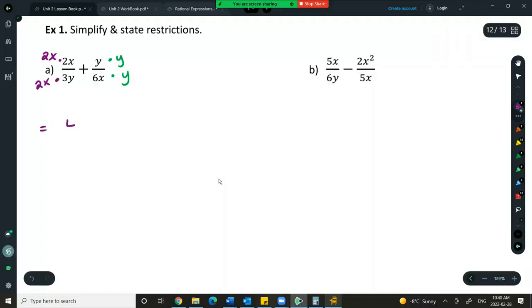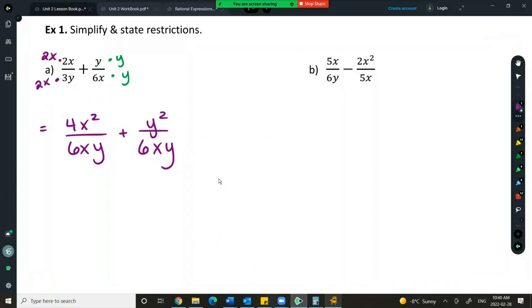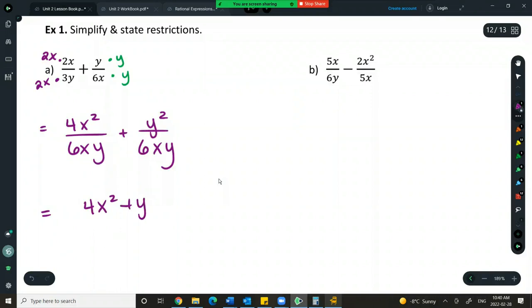So we're going to get 4x squared over 6xy plus y squared over 6xy. And then this is done when this is merged into a single fraction. So we're just going to merge this together. Keep the denominator, add the numerators.